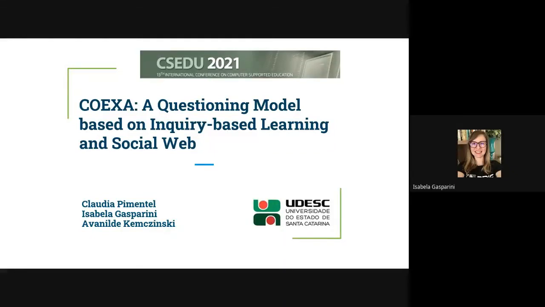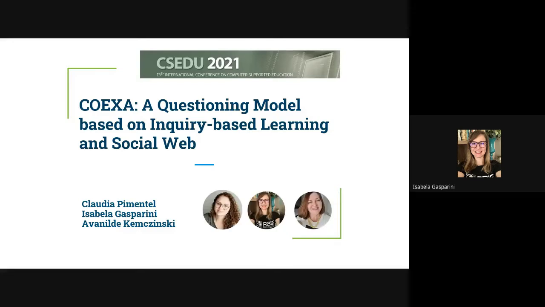Hello, I'm Isabela Gasparini, and I'm going to present the paper COEXA, a question and model based on inquiry-based learning and social web. This paper is a result of undergraduate research developed by Claudia Pimentel, supervised by me and co-supervised by Avanilde Kemczinski.